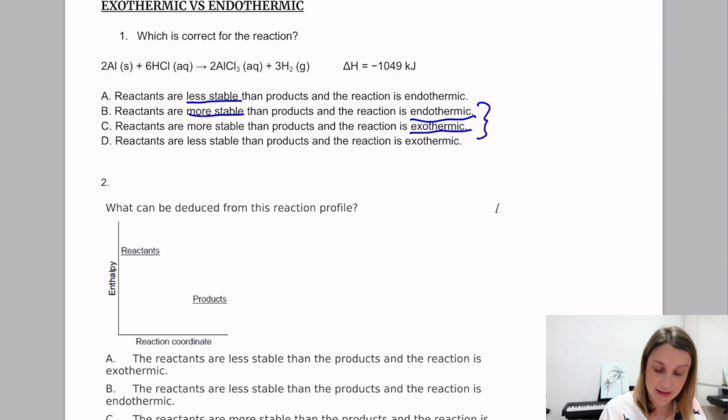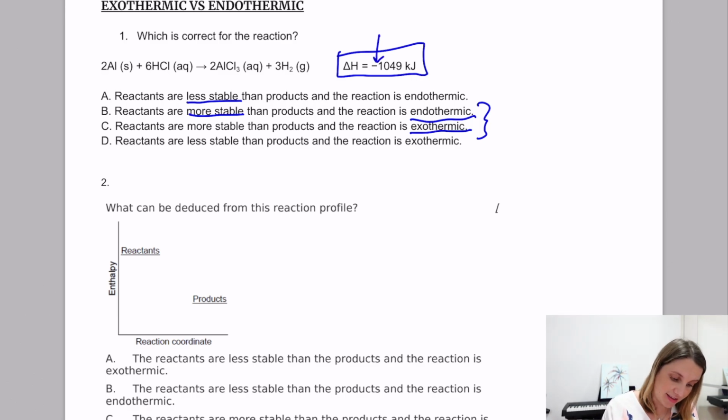This part, the exo-endothermic, is a bit easier to solve because they've given you the delta H. If the delta H is negative, then that means the reaction is always going to be exothermic, which means it's giving out heat energy to the surroundings.